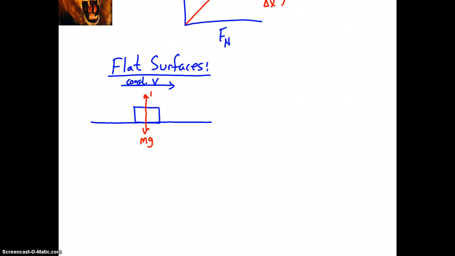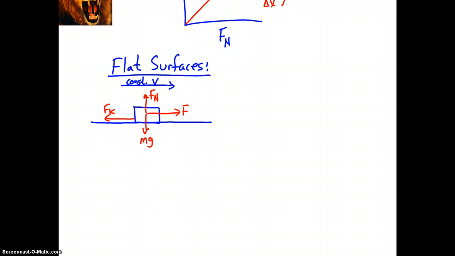normal force straight up, perpendicular to the surface. We have some forward force, forward, and we have some friction, and because the object is moving, we would say that it's kinetic friction. Friction always opposes the direction of motion. Friction always opposes the motion of the object.